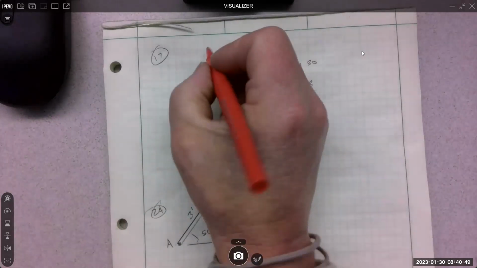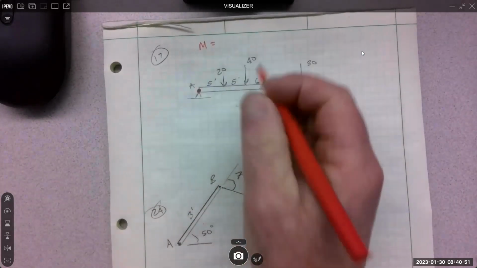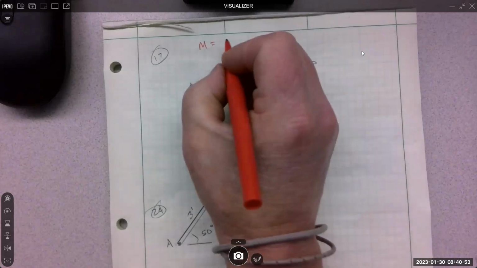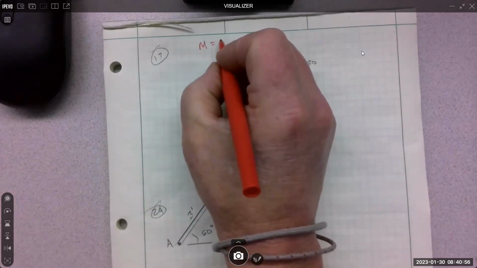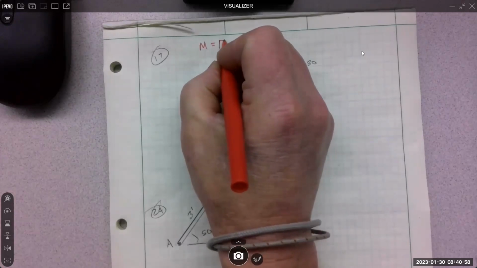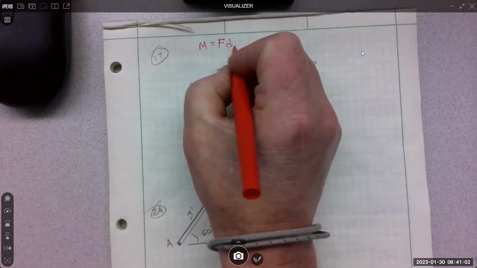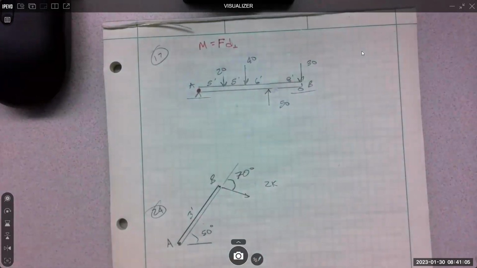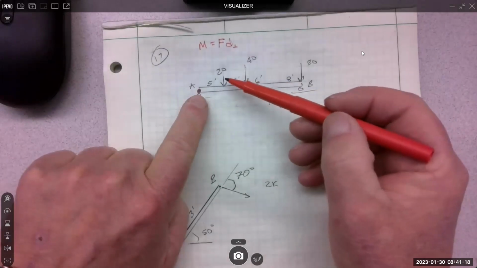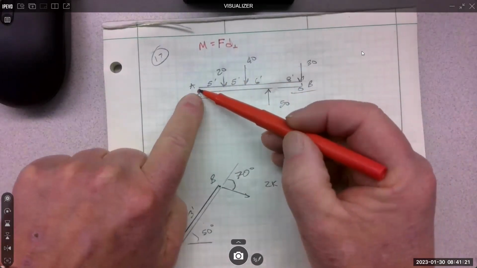We know the equation for moment is what? Force times distance. And I put a little perpendicular in there just to remind me that it's the perpendicular distance. It's not any distance. It's the perpendicular distance. And when we look at this one, we'll talk about that more. All right, so what's the moment of the 20 about point A?